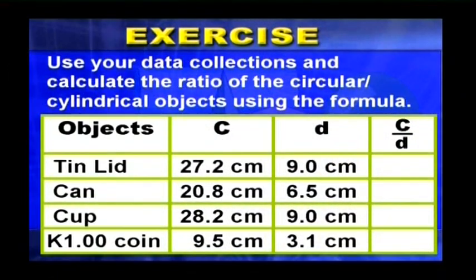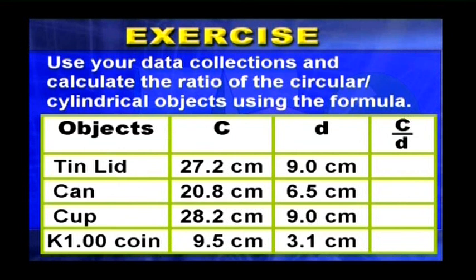Now, this is what we are going to do. 70s and receiving students, on the screen, I have a table. And the table consists of some of the objects that I've done in our previous lesson, like the tin lid and can. For a cup and 1 kina coin, it's just an additional in case some of you might have measured those two objects.